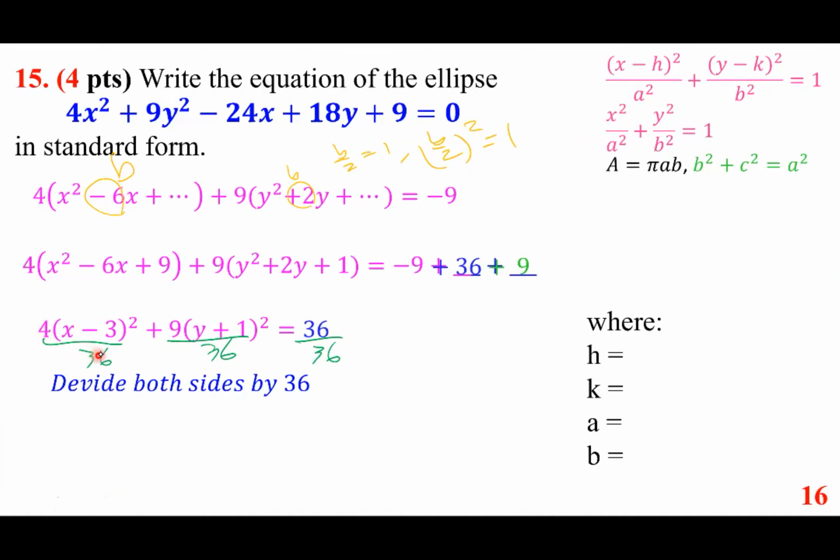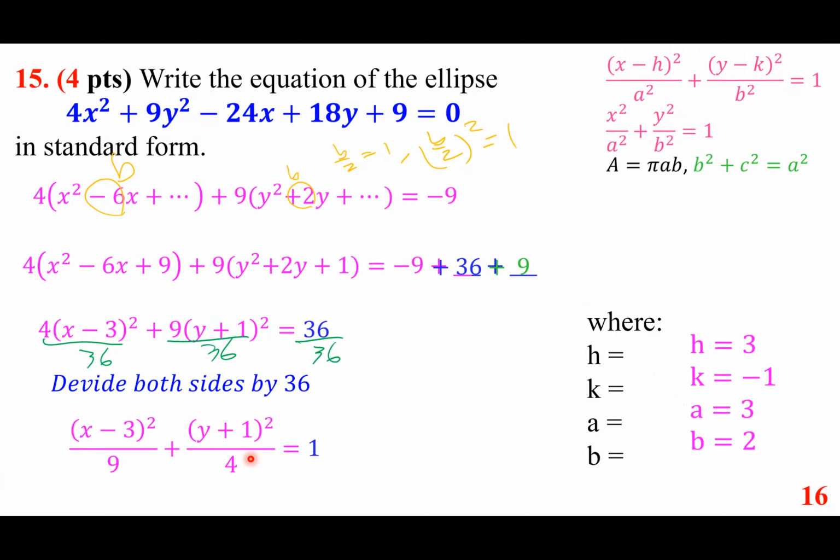What about this one? 4 goes away. This changes to 9. 9 goes away. This changes to 4. This is the standard form where the center is located at (3, negative 1). A is square root of 9 over 3. B is square root of 4 over 2. And those are the answers to the question.